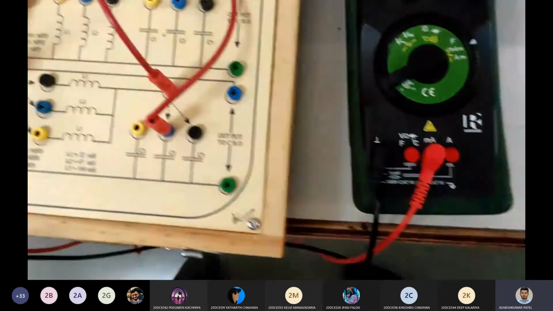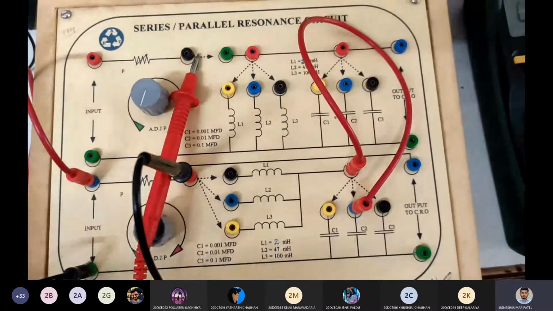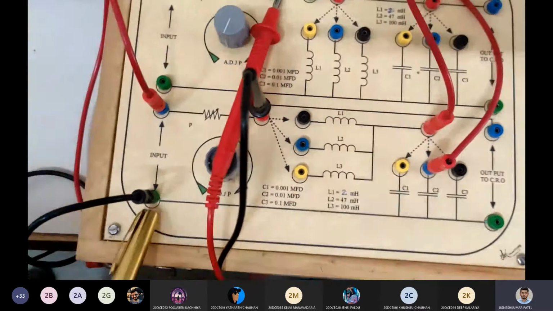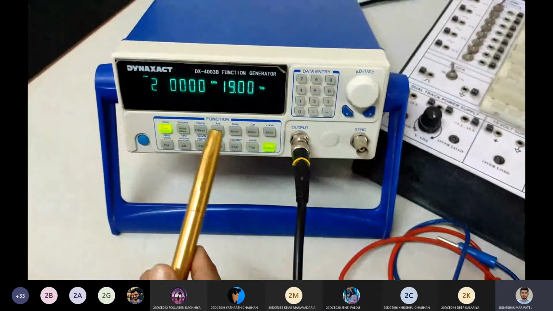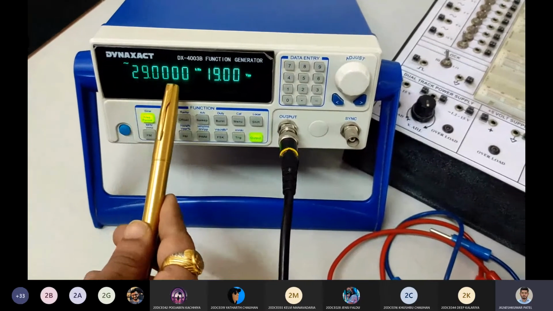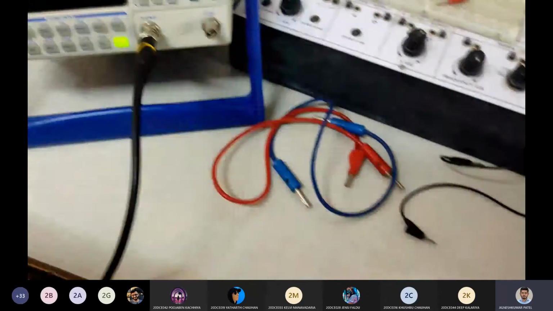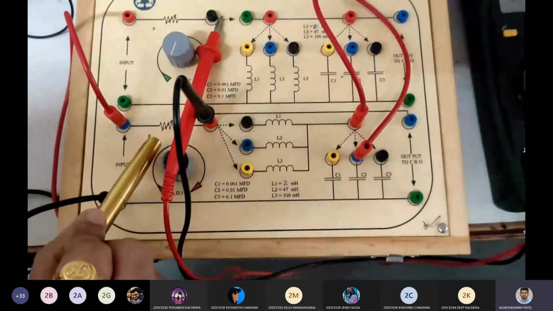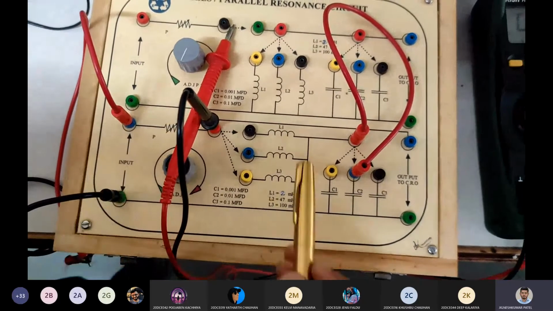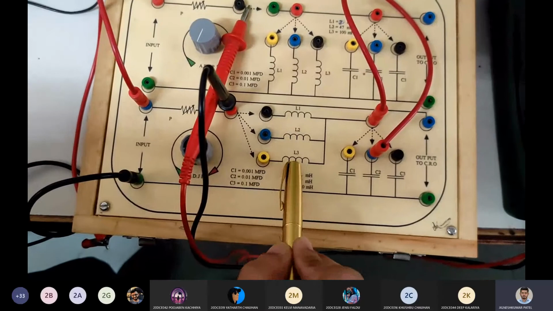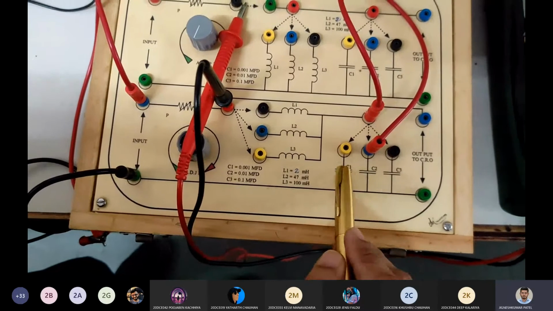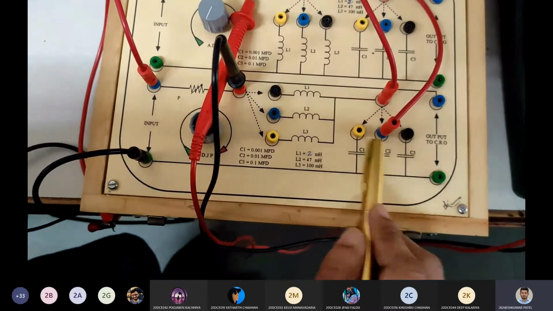Okay, now see this. This is the circuit in which we are going to give an alternating voltage from here, which is the input. This alternating voltage is given from this function generator. Right now this function generator is giving a 29 kilohertz sine wave. Now this R is connected in series in this circuit with the L, which has three different values, and the C also has three different values, but right now we will select only one configuration.